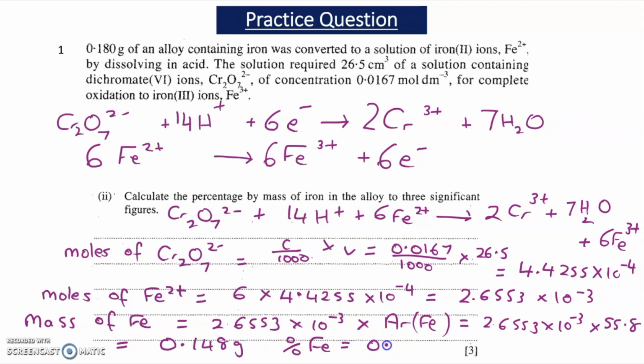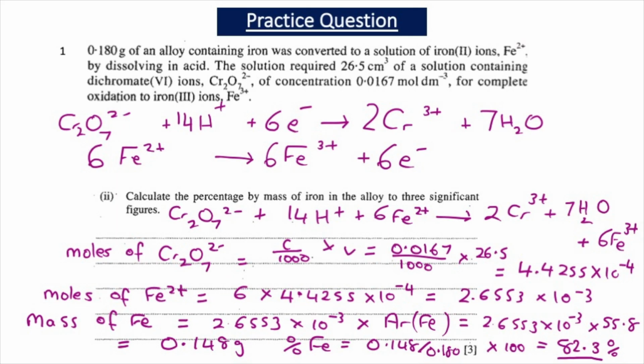Now we know there's a mass of 0.148 grams, and we know that the alloy had a mass of 0.180. So all we need to do is express this as a percentage. So it's 0.148 divided by 0.180 times 100, which comes to be 82.3%. So this is a 3-mark question. There's 1 mark for getting the moles of dichromate correct, 1 mark for getting the moles of Fe2+ correct, and 1 mark for the final answer.